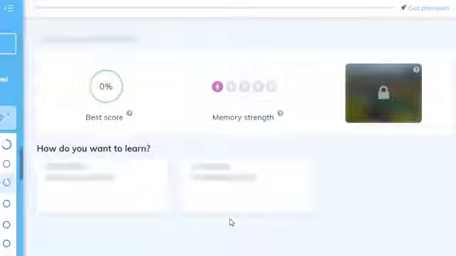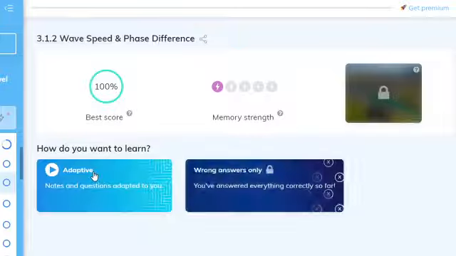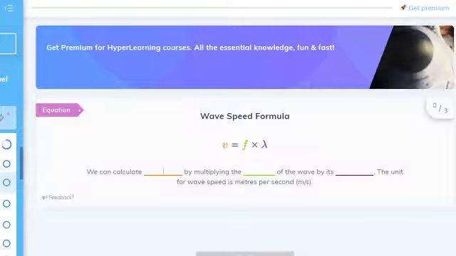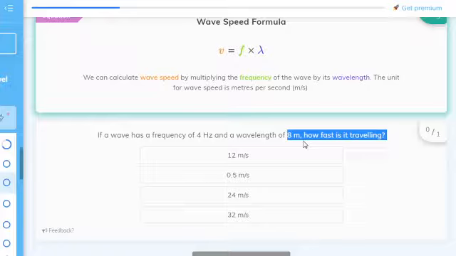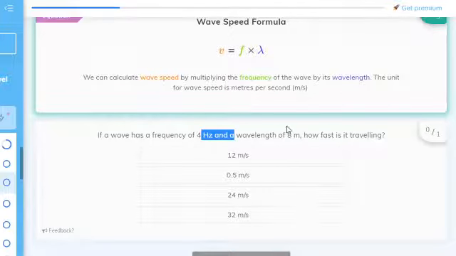So, next is wave speed and phase difference. Wave speed equals wavelength times frequency. I'm pretty sure. Yeah, wave speed equals frequency times wavelength. So we can calculate wave speed by multiplying the frequency by its wavelength. Simple. A wave has a frequency of 4 Hz and a wavelength of 8 meters. How fast is it travelling? Wave speed equals frequency times wavelength, so it's 32 meters a second. Simples.